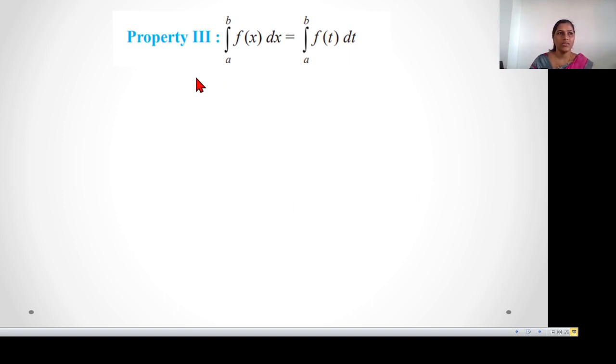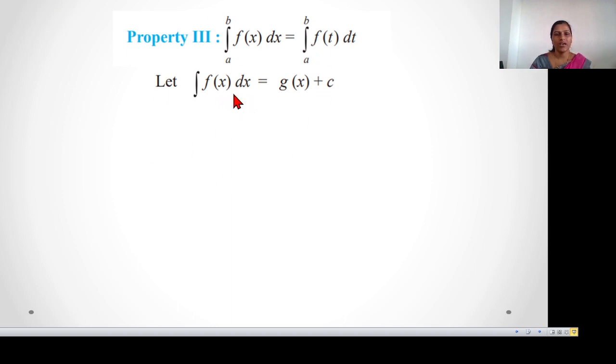Now we will see property third. What is the statement of property third? Property third says that integral a to b f of x dx is equal to integral a to b f of t dt. Here in this property, we have changed only the variable x to the variable t. This means that whenever you change the variable while keeping the lower limit and upper limit the same, the integral's value does not change. So we will prove this property.